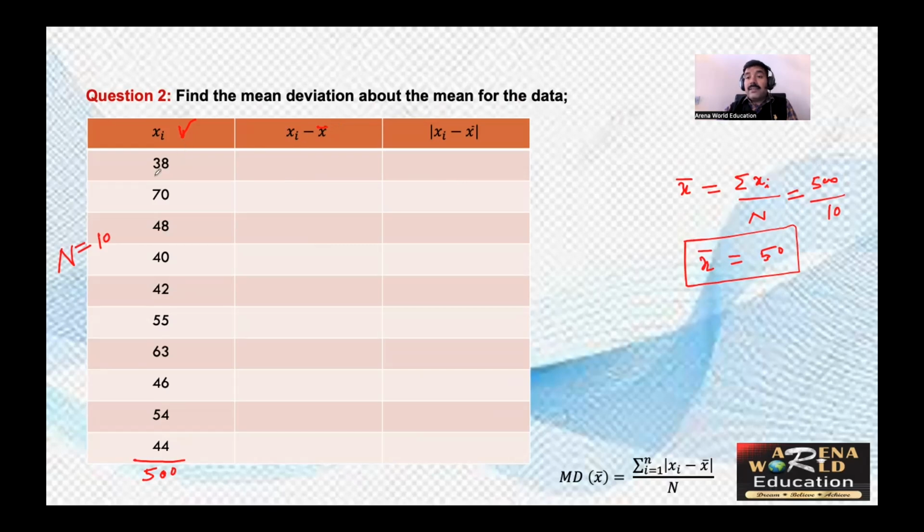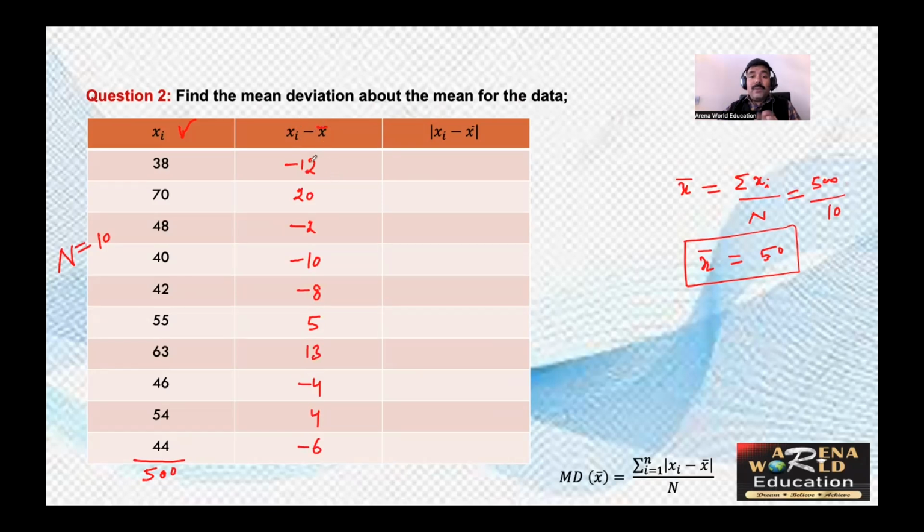So we will start with all the xi's, first of all x1, x2, x3. So 30 minus 50 is minus 12. 70 minus 50 is 20. 48 minus 50, yes, it is minus 2. 40 minus 50, minus 10. 42 minus 50, minus 8. 55 minus 50, 5. 63 minus 50, 13. 46 minus 50, minus 4. 54 minus 50, it is 4. And 44 minus 50, it is minus 6. In this way, you can easily find xi minus x bar.